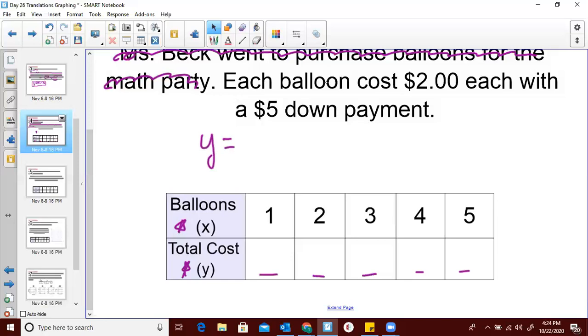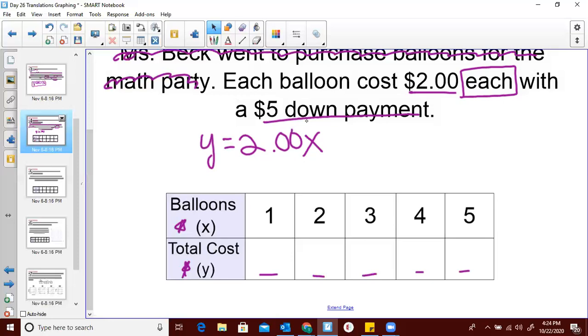So each balloon costs $2. Up here's our red flag word, each, with a $5 down payment. I see this each, so I know right away that I'm going to have $2, and I'm going to have my variable here for each balloon. You can also tell because it says balloons, and you have your X here. So you know that X is going to be your variable, and you're going to put in how many balloons you're going to buy, and that'll give you your total cost.